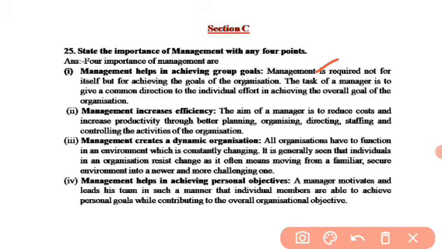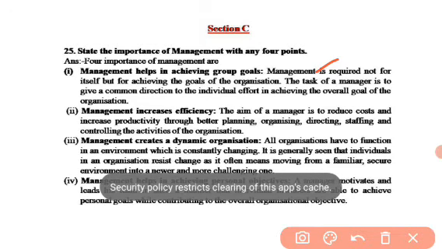And management creates a dynamic organization. In every business organization, the environment constantly changes. It is generally seen that individuals in an organization move from a familiar environment to a newer or more challenging one. When such change takes place, management creates a dynamic organization.